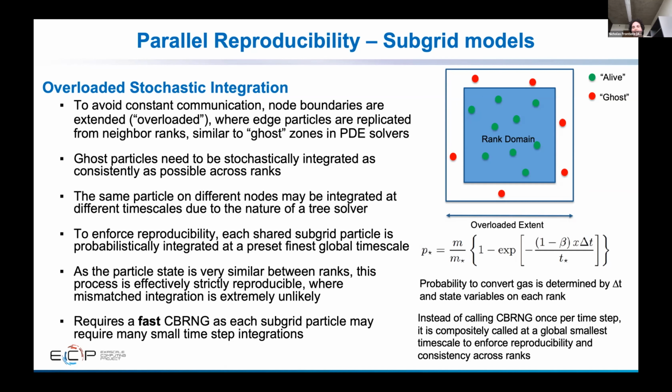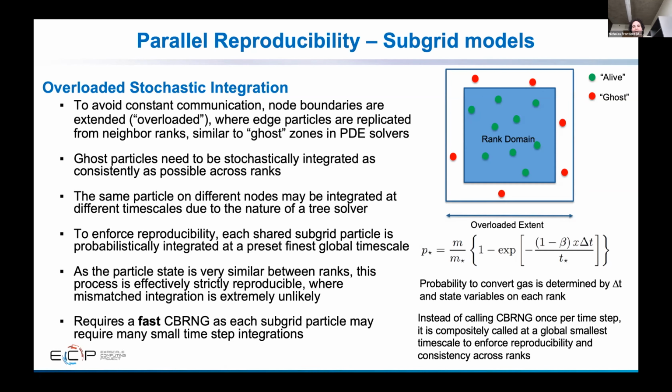So again, it sounds like we should probably use the CBRNGs to take these probabilities. But the problem is that the probability that I listed in this very simple toy example depends on the time step of my sim, which also might vary across all of the ranks.